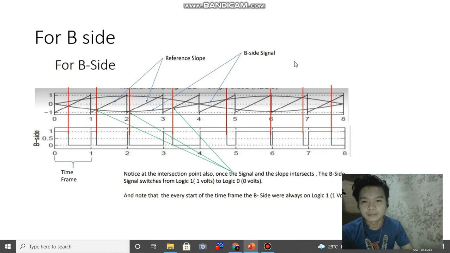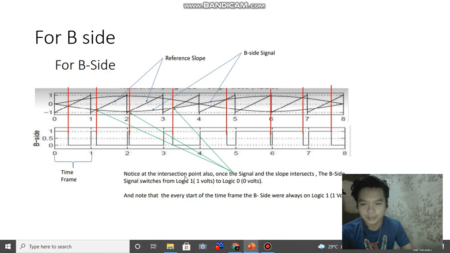For the B side, notice the intersection point also, once the signal and the slope intersect, the B side signal switches from logic 1 to logic 0, and note that at every start of a time frame the B side is always logic 1, or 1 volt.